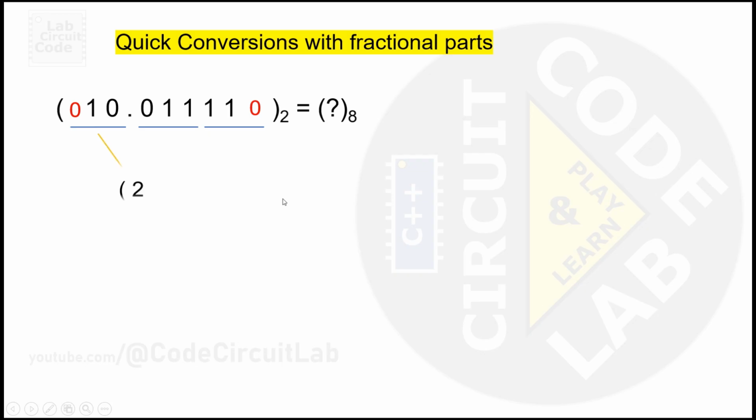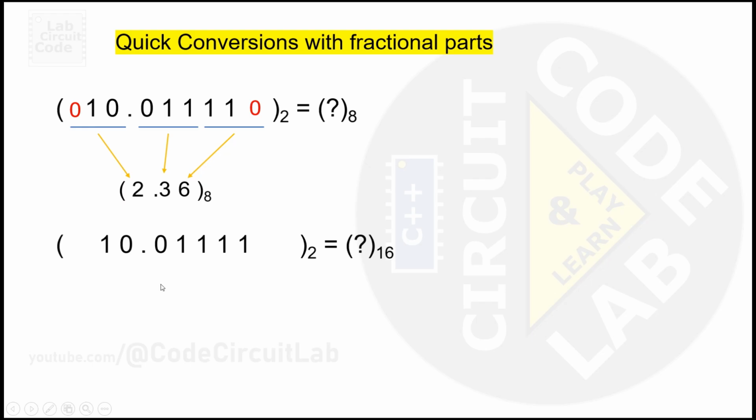Now, this pack of 3 digits is related to 2 in octal. This one is a 3 and this one is a 6. So numbers with fractional parts need to be regrouped from left to right, and if we don't have a group of 3 digits, we add zeros to make it a group of 3 digits. Let's see another example.